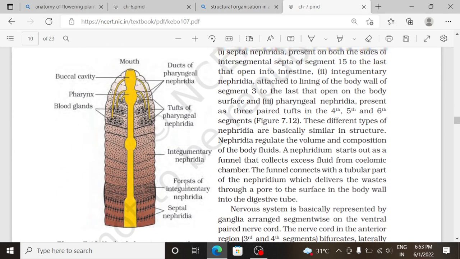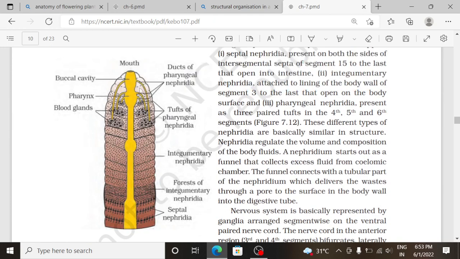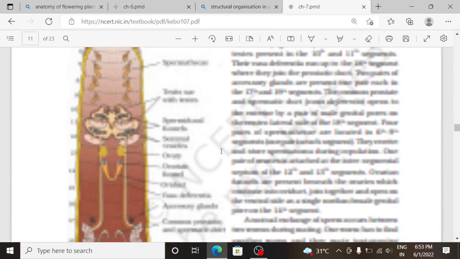Then the nephridial system of earthworm. So here you can see the buccal cavity, that is mouth, ducts of pharyngeal nephridia, tufts of pharyngeal nephridia, integumentary nephridia, forests of integumentary nephridia, septal nephridia, blood glands, pharynx, and buccal cavity. Buccal cavity is already discussed.